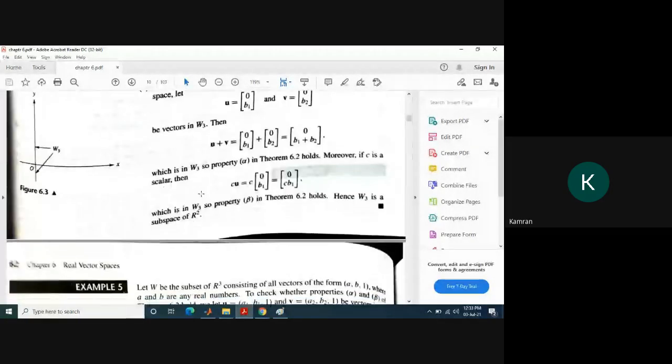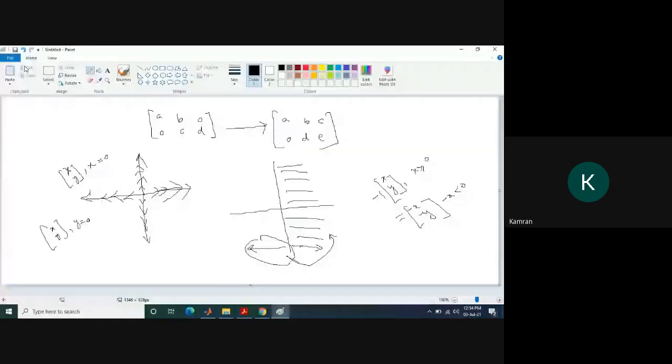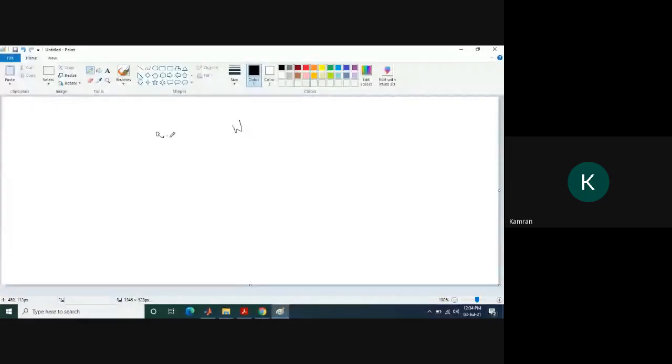Next, example number 5. Let W be a subset of R cube consisting of all vectors of the form (a, b, 1), where a and b are real numbers. Check whether the properties alpha and beta hold. We have to check whether W forms a vector space or not. So look, W contains elements of the form a, b and 1.